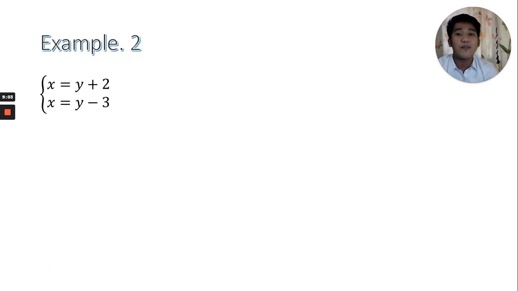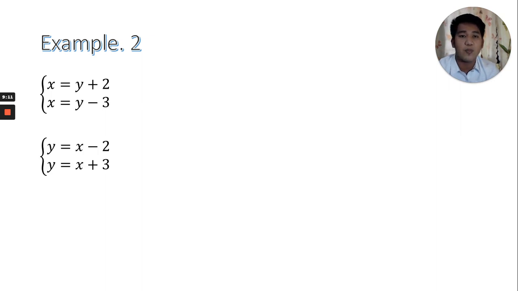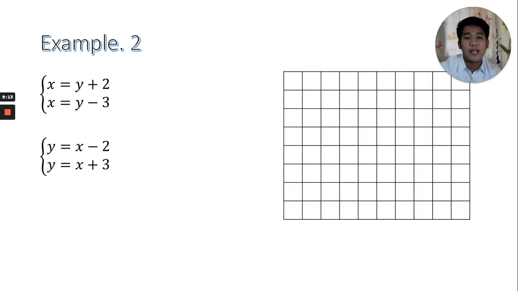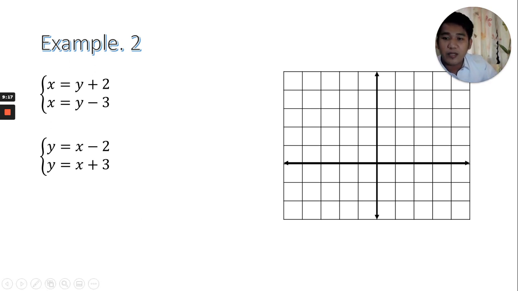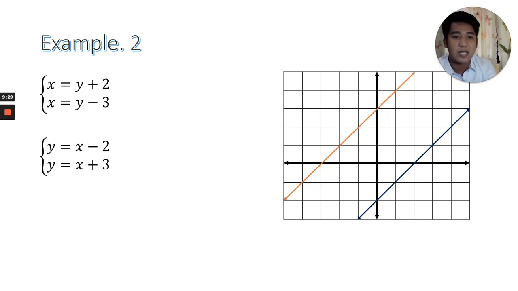x is equal to y plus 2 and x is equal to y minus 3. Again, rewrite it into slope-intercept form. Okay, that's the slope-intercept form. Then graph. x minus 2. We have negative 2 here. And then 1 as a slope. Okay, so this one. Let's check. Okay. And then, second equation. That's the graph of the second equation.